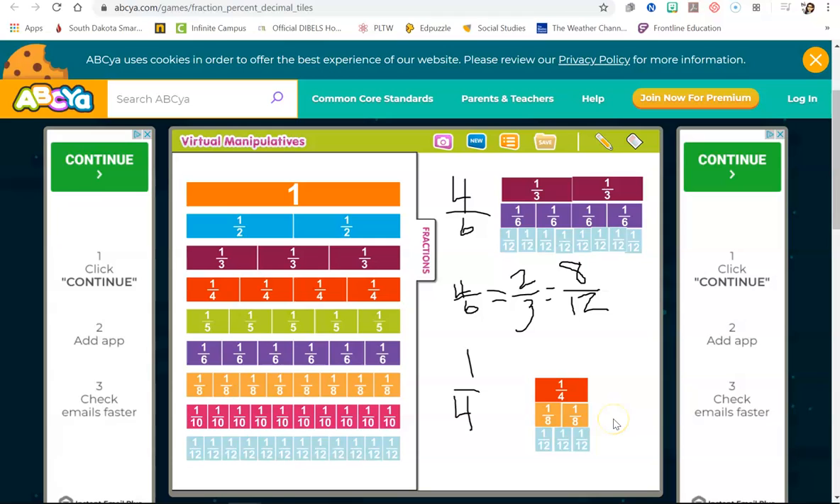So fractions, it's helpful if you know your fact families and how your numbers are related to help find equivalent fractions. So hopefully you got these answers and got some of these equivalent fractions. And now we can go ahead and move on to the next activity.